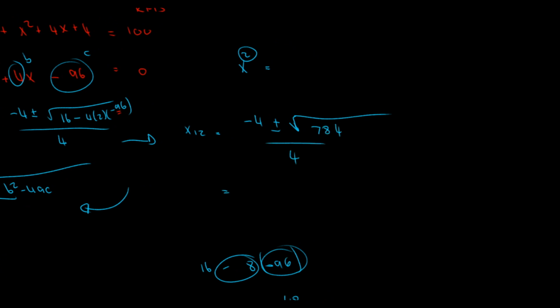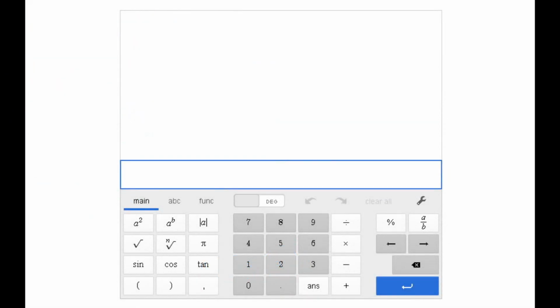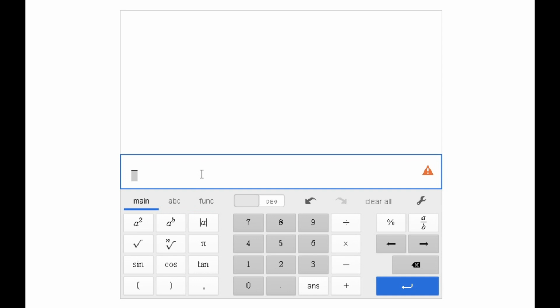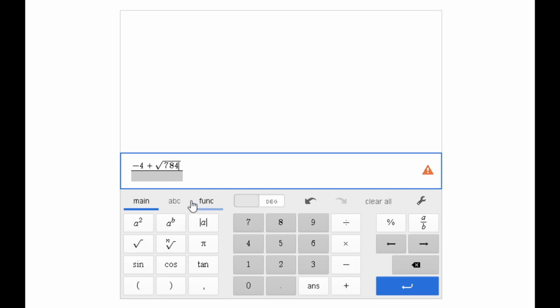And now we can calculate. So I'm going to pull up a scientific calculator, and then let's finish this video. Okay, so here's my scientific calculator. So let's create a fraction first. Negative 4 plus the square root of 784 over 4. That gives me 6. Oh wow, it's a perfect number. So x sub 1 is equal to 6.